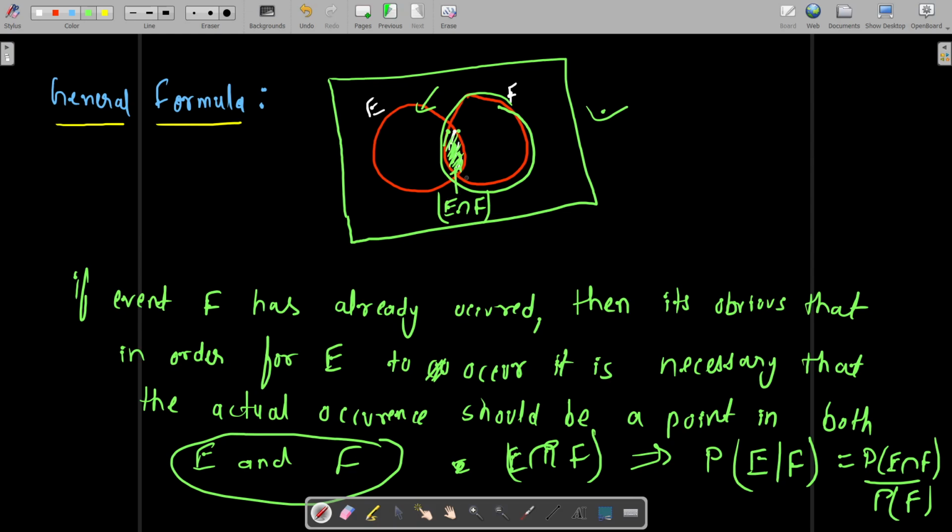So I hope things are clear, and we will solve a thorough example on conditional probability in the very next lecture.